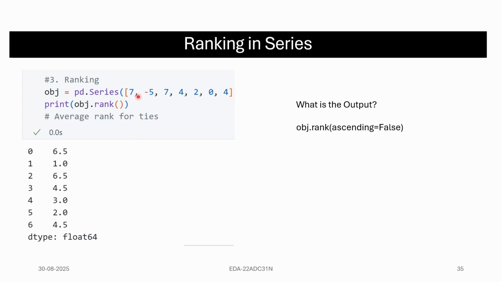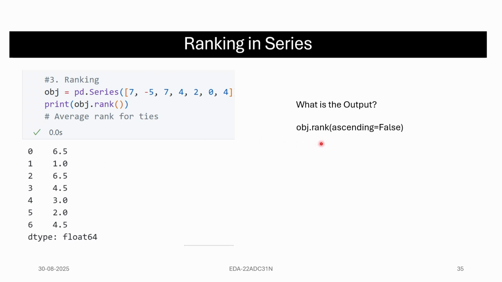Similarly, the next highest element is 7, which is appearing at the 0th index and index 2. Here we are supposed to give the rank 6 or 7. So the average of 6 and 7 will be considered for giving the rank to the elements. That is why we have 6.5 at the 0 and second positions.